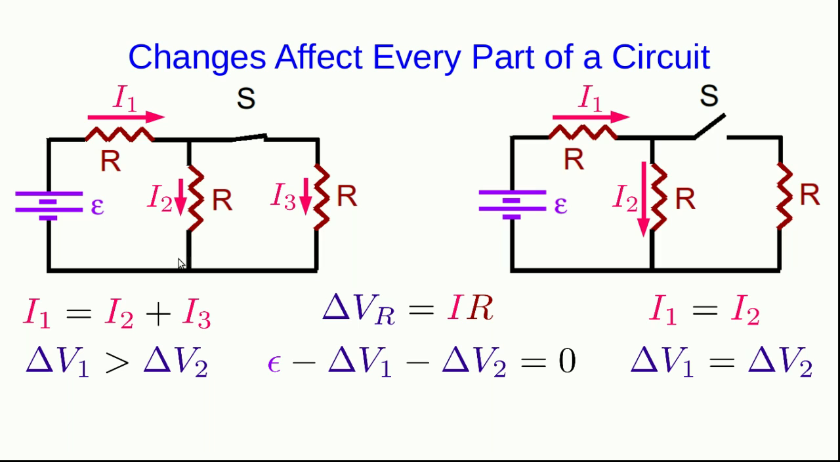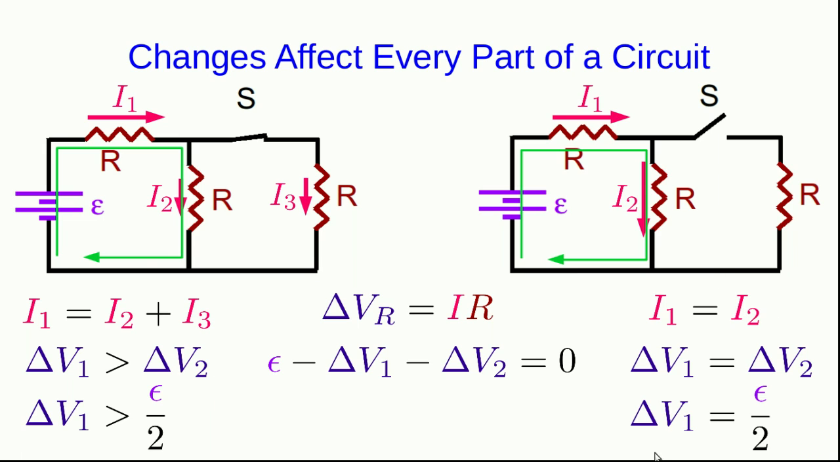But what's true in both cases is the loop law. If we think about this loop in both cases, the loop law is the same for both. And what that is telling us is that the potential difference across these two resistors has to always add up to the EMF of the battery. And so since they have to add up to the EMF of the battery, but in this case we know that delta V1 is bigger, we know that it's greater than half the EMF of the battery. You can actually show it's 2/3. Whereas in this case it's exactly half of the EMF of the battery.